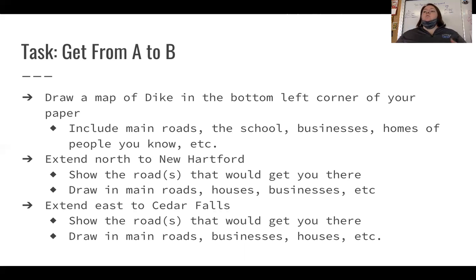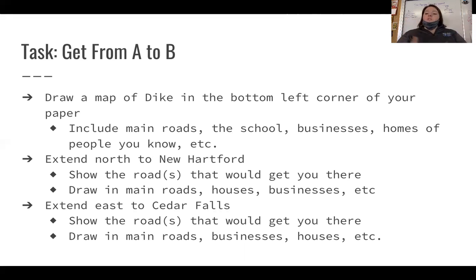What I would like you to do, on your sheet of paper, just to start off with, in the bottom left-hand corner of your paper, is draw a map of Dike, okay? Within this map of Dike, I want you to include main roads, businesses, maybe the school, maybe your house, maybe houses of people you know. How do you envision Dike when I say draw a map of Dike?